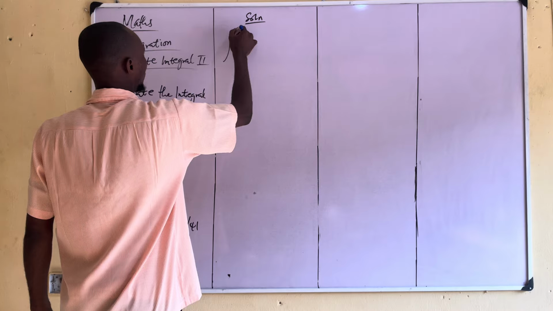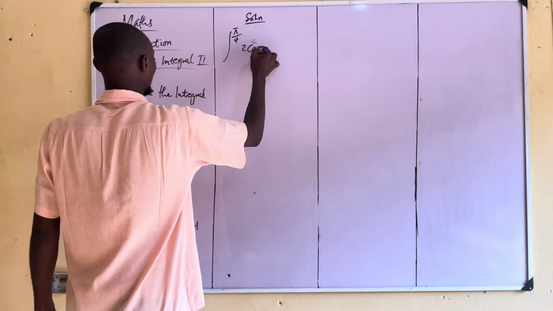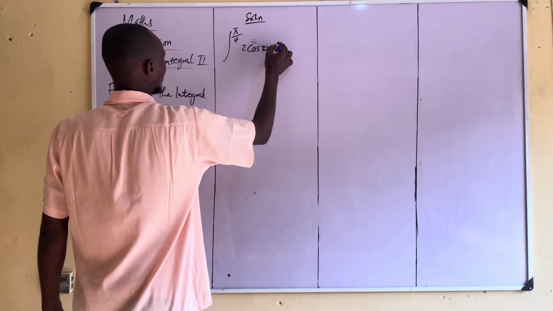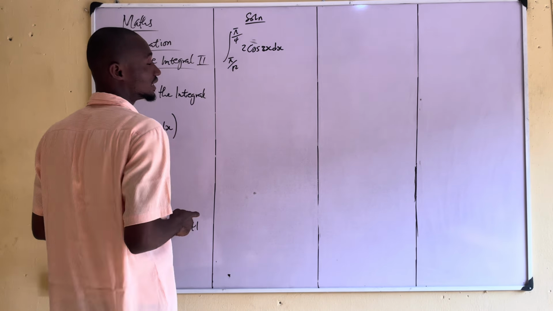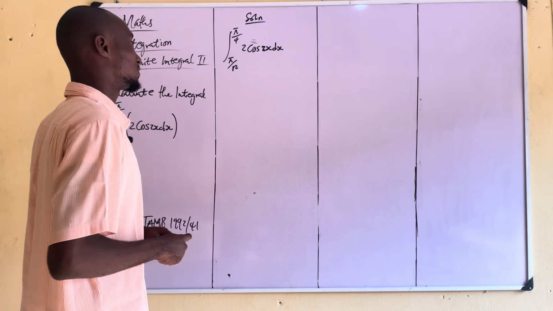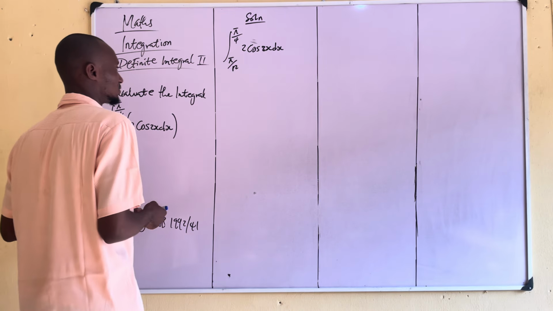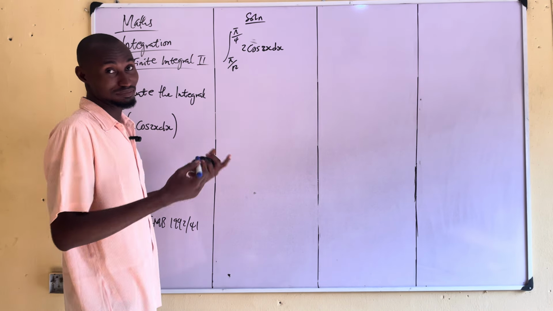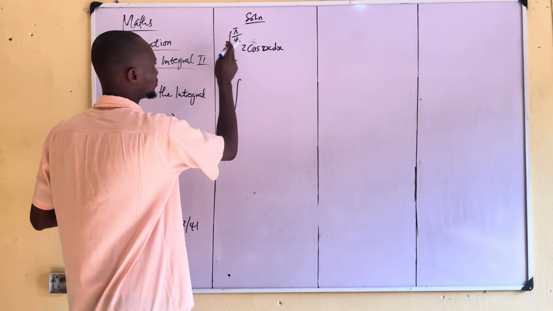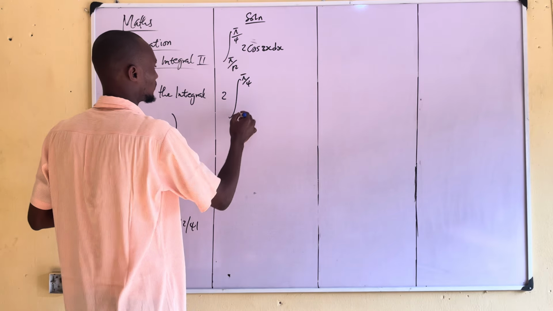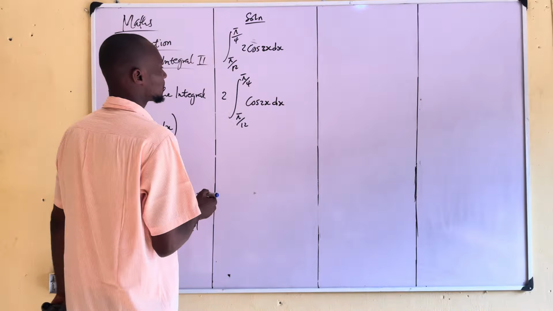I have the integral of 2 cos 2x dx, with pi over 12 in the lower limit and pi over 4 in the upper limit. So what do I do? This is 2 times the integral from pi over 12 to pi over 4 of cos 2x dx, bringing the constant to the outside.